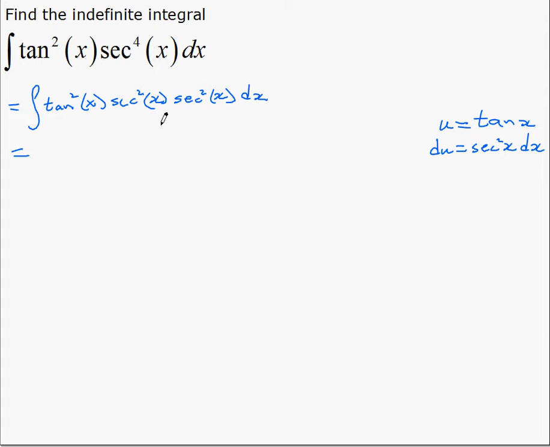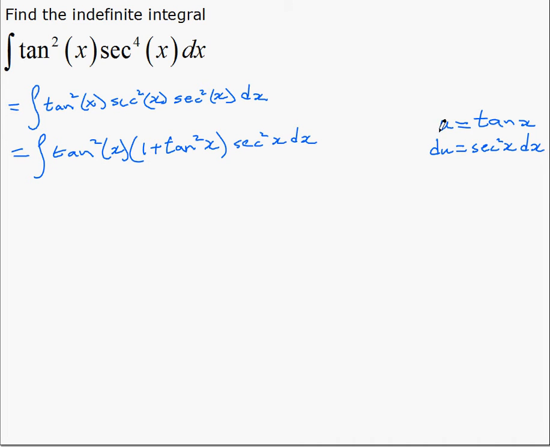So we're told to take out an even power. If we have an even power of secant, we're told to take out a secant squared, change everything else to tan. So that becomes the integral of tan squared x times 1 plus tan squared x, because secant squared is 1 plus tan squared, times secant squared x dx.